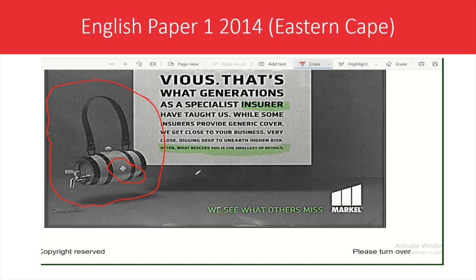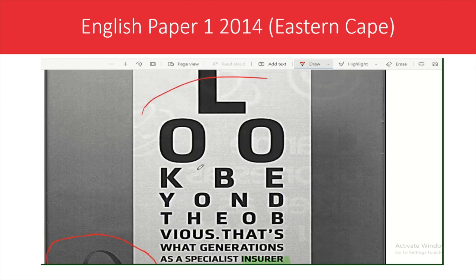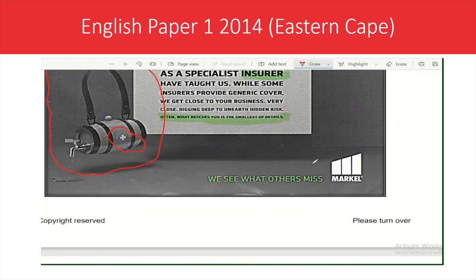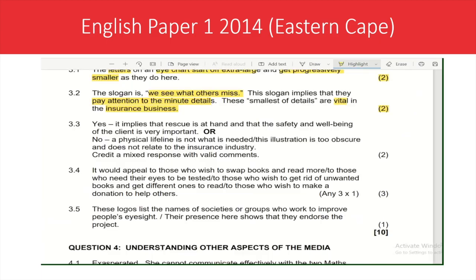Why do I say that? Because I do not see the relevance of this wine barrel relating to that of an optometrist tests over here. It just doesn't really make sense. And what even the optometrist test over here has to do with an insurance company is also quite far-fetched for me. So let's have a look at what the memo says.